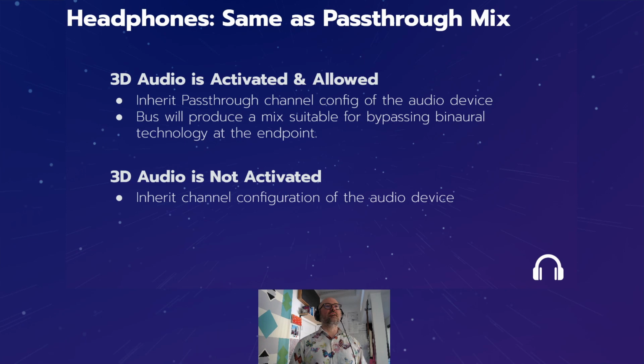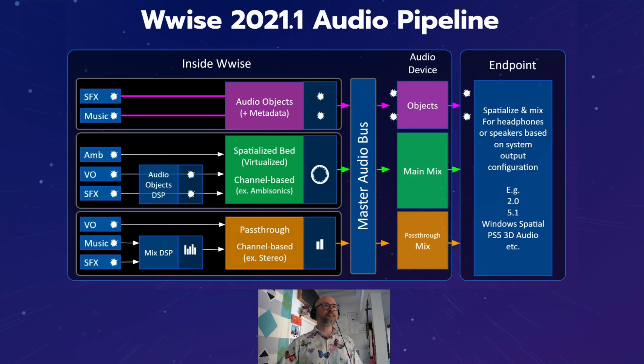It's going to make it all the way through, and that's if nothing's in the way. Again, in the Wwise hierarchy of inheritance, if you apply a different bus configuration at the parent level, things will change. But in a same as pass-through mix configuration arriving to the audio device, that's what's going to happen. When 3D audio is not activated, it's just going to inherit the channel configuration of the audio device. No sweat either way.